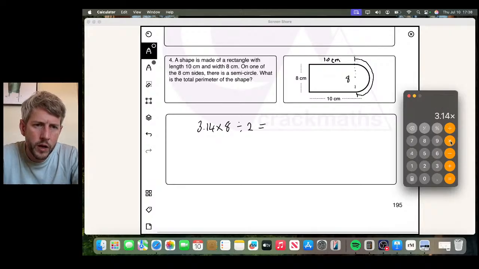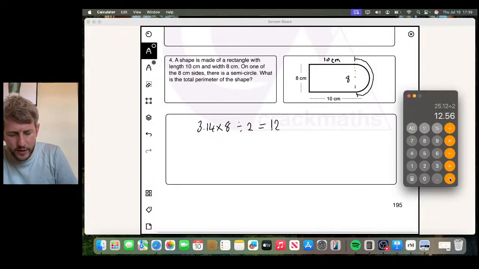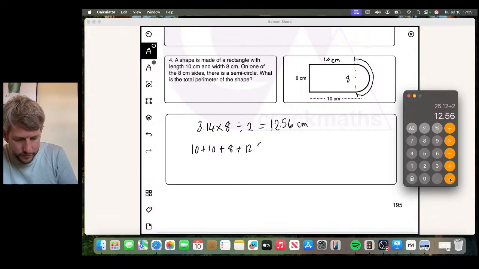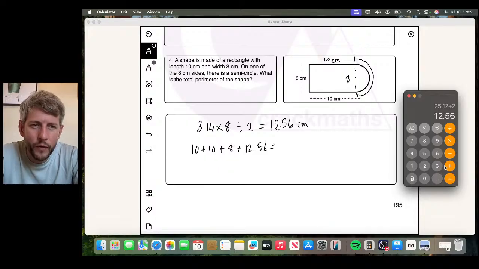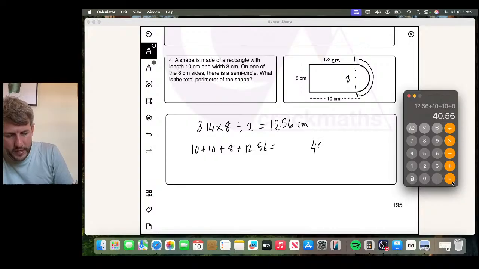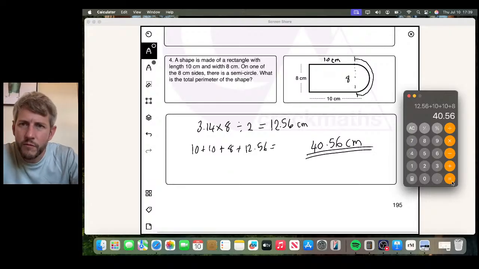3.14 times 8 equals 25. Then divide that by 2. Here you go, it's 12.56 centimeters. And then we can add those together. So we've got 10, add 10, add 8, add 12.56. And let's work out what that gives us. So that's plus 10, plus 10, plus 8. And there we go. So the answer to that will be 40.56 centimeters. So I'm just going to read through this once more.